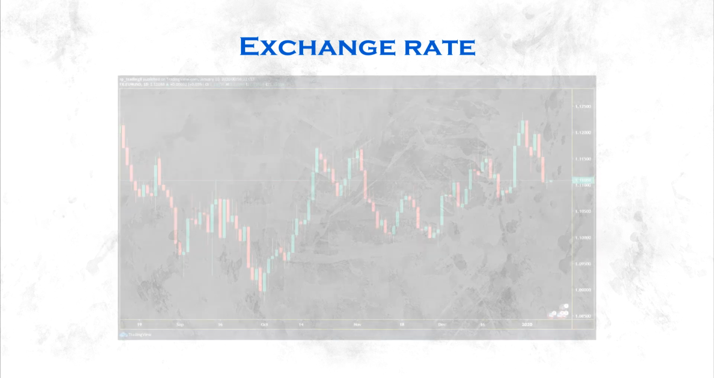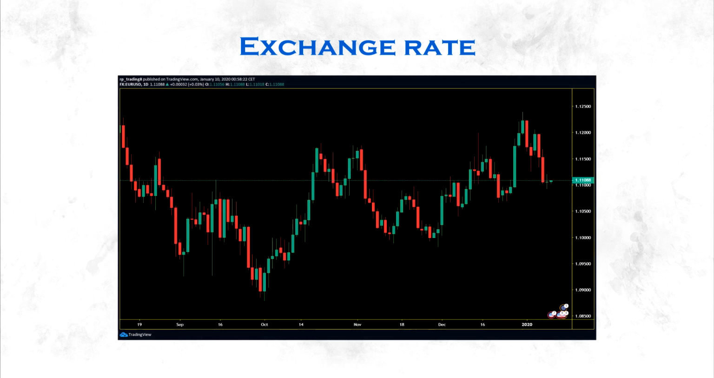The next thing I want to talk about is the exchange rate. The exchange rate is the price. Wherever the price is currently at, it is the exchange rate. You can change one currency against the other. Let me give you an example in the euro against the US dollar.